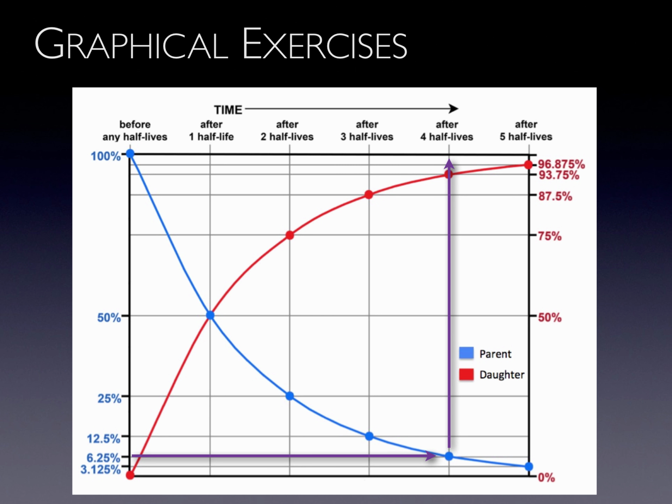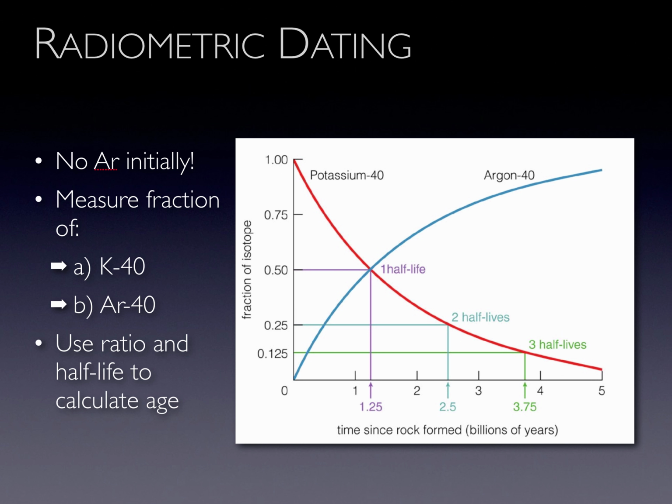As another example, suppose we were given the amount of parent present, rather than the amount of daughter. Imagine that we were told that the sample contains 6.25% daughter nuclei. We do the same process, only using the parent axis and the parent curve, as shown with the purple arrows. We would find that the sample has existed for 4 half-lives and that its age was 1 billion times 4, or 4 billion years.